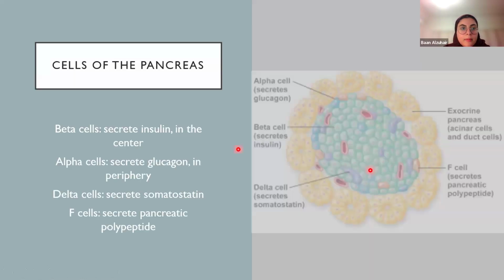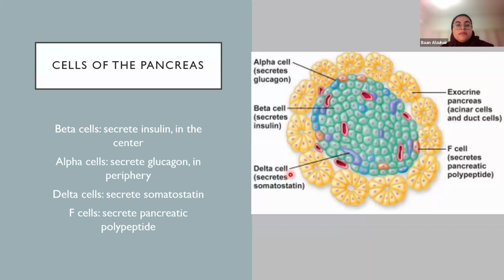So let's start with the cells of the pancreas. Dr. Yaqeen really focused on the histology of it, so I'm going to too. He said that there are three types of cells found in the pancreas that are really important. First, let's differentiate between the endocrine pancreas and the exocrine pancreas. The exocrine pancreas is the parenchyma found around the islets of Langerhans. The islets of Langerhans are the endocrine part of the pancreas.